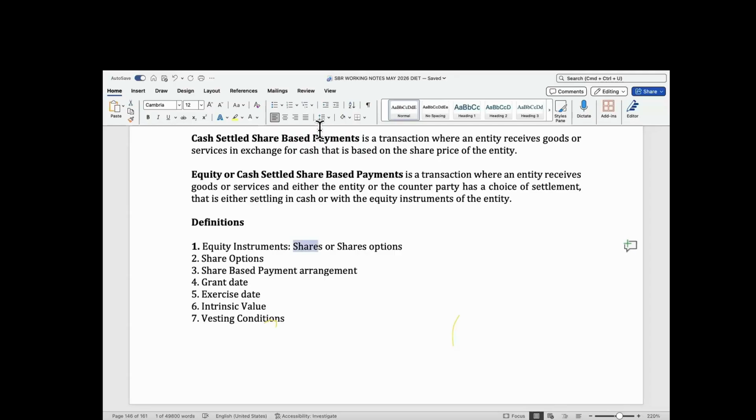So when we say a company issued out shares, it means that this company is giving shares, giving ownership interests, inviting shareholders to its company, right? That is shares.